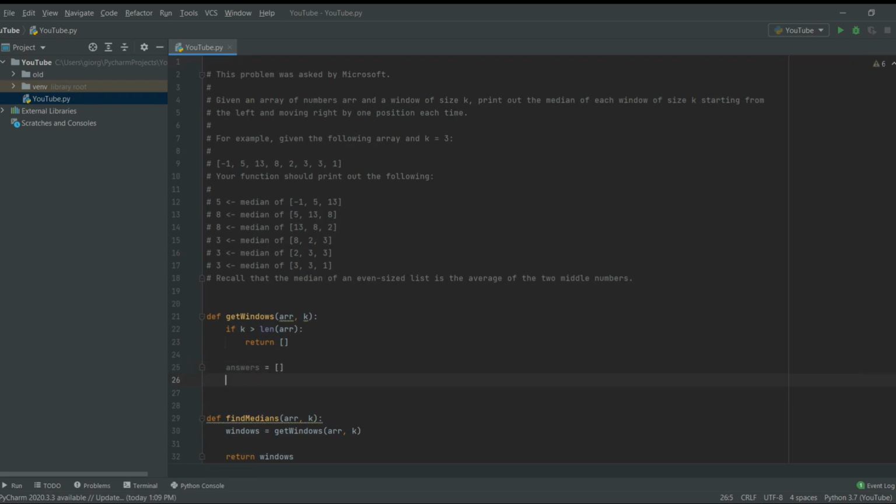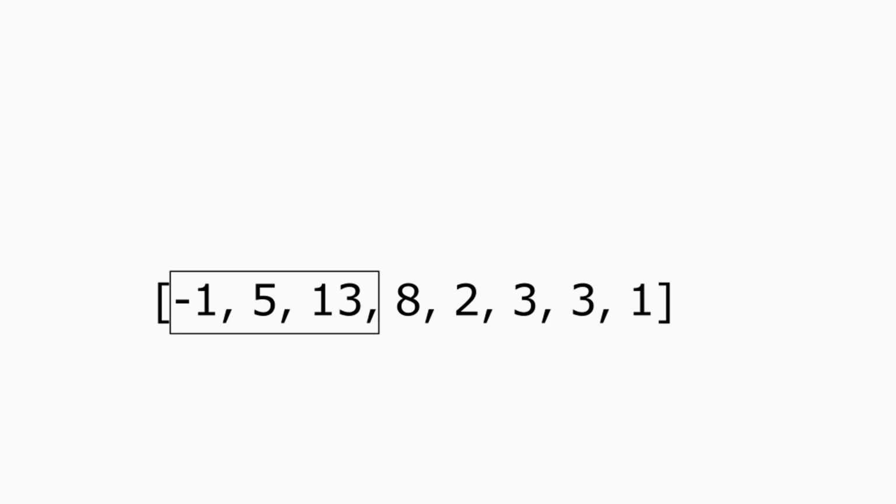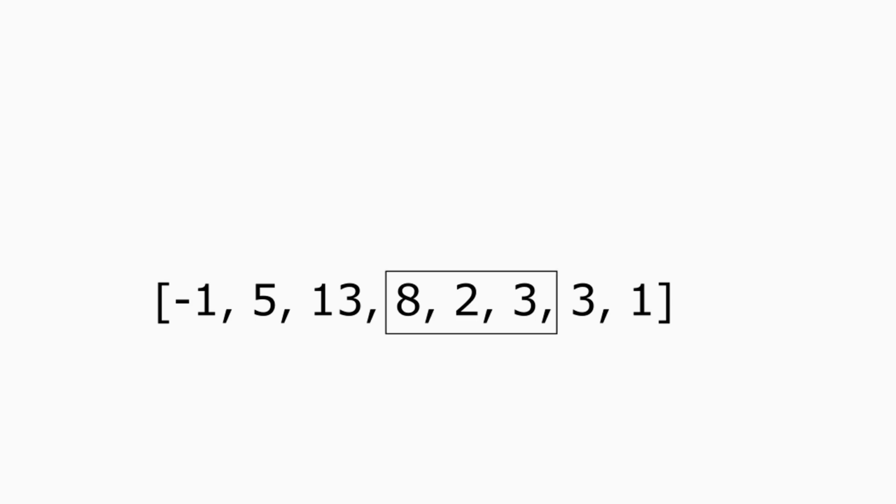So let's think about it. How many arrays can be generated? Let's take this array right here. How many new arrays can be generated with this k number? Well, the answer is 6. You can generate the first one, the second one, the third one, fourth one, fifth one, or the sixth one.